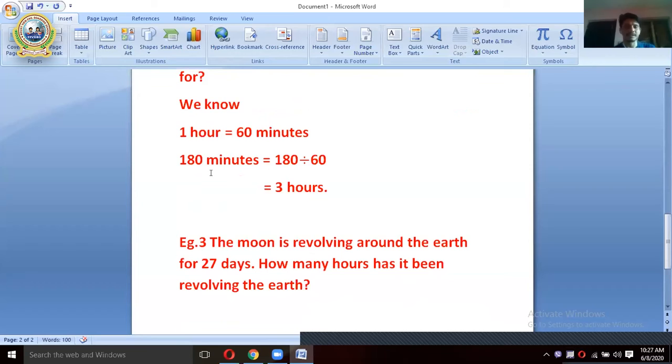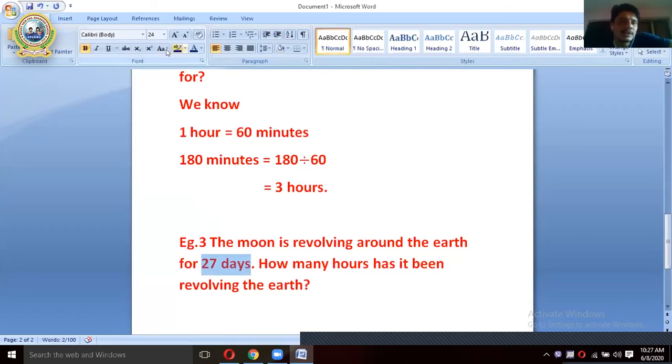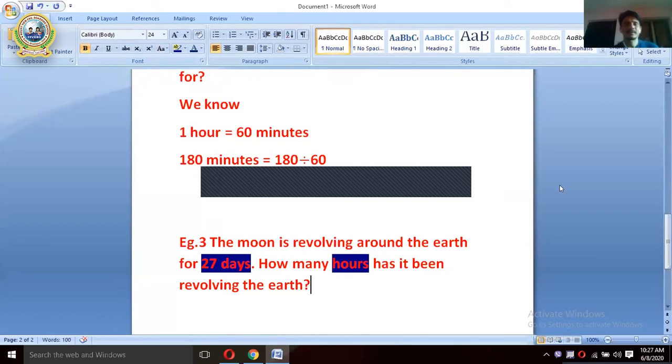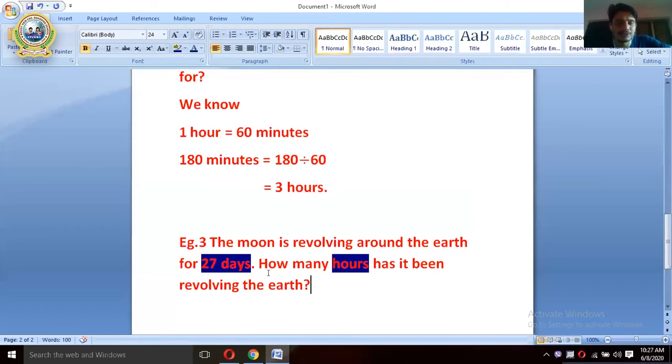So look at the question there. The moon is revolving. Revolving means to rotate around, to move around. The moon is revolving around the earth for 27 days. Let me give another color so that you'll be clear. How many hours? Now you'll have to convert days into hours.